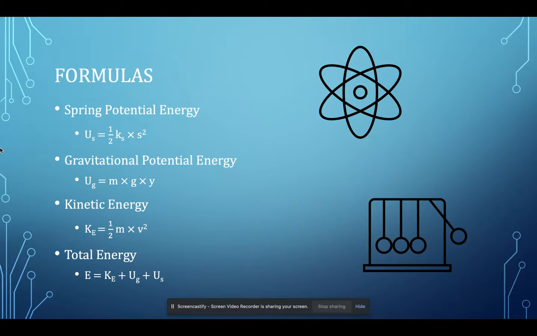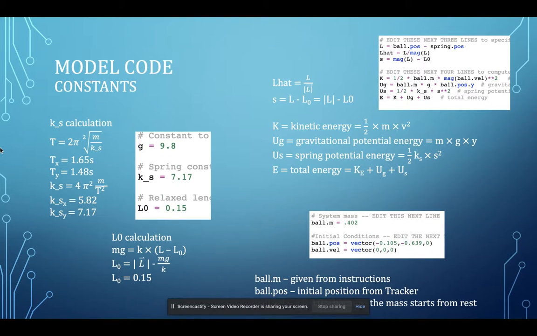So important formulas are definitely the formulas for spring potential, gravitational potential, and kinetic energy, in addition to our formula for total energy, which in this lab is the combination of the kinetic, gravitational, and spring potential energy. So for our model code, before we move into the calculation loop, we had to define some constants. If you see here on the left, you can see the calculation we used to find the spring constant.